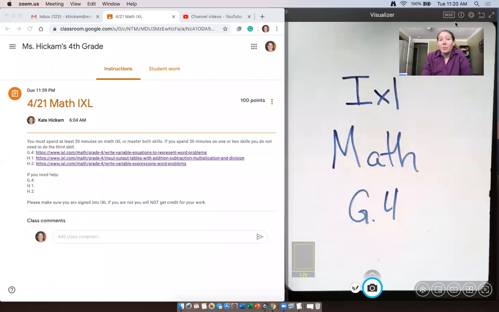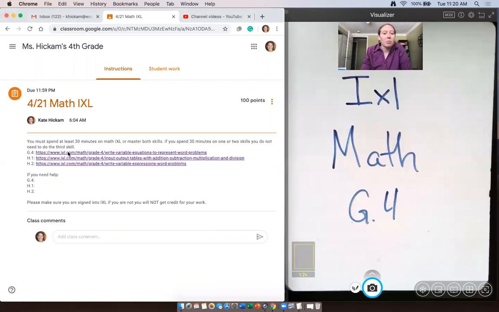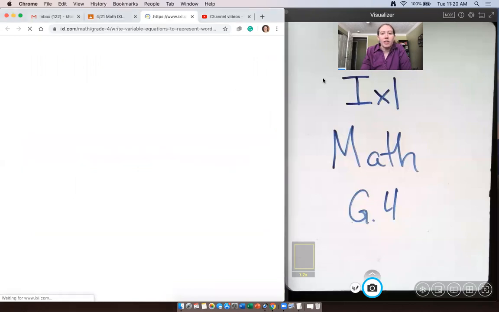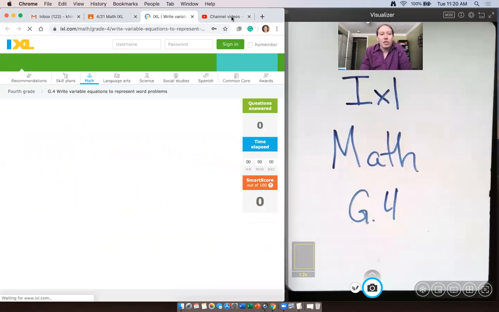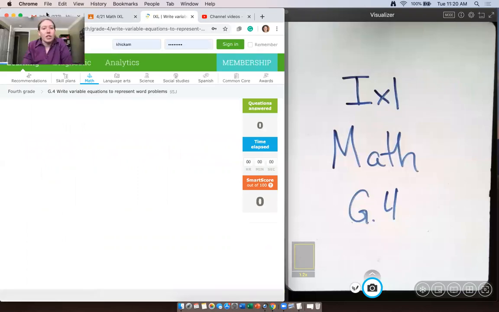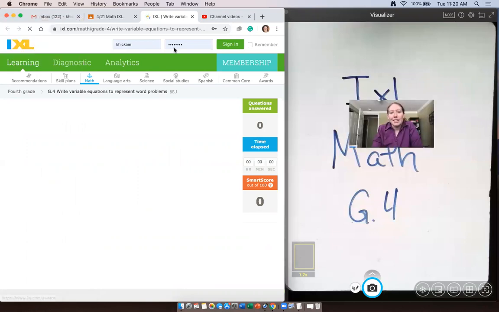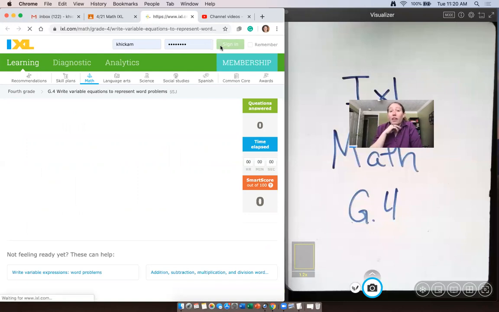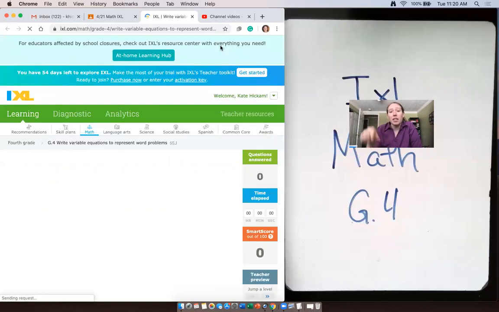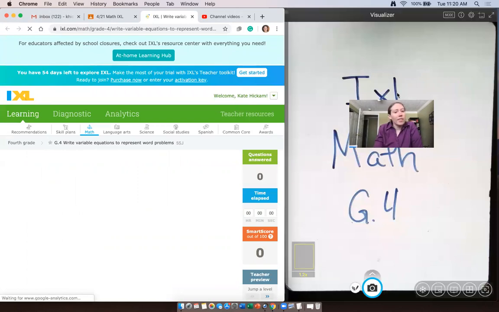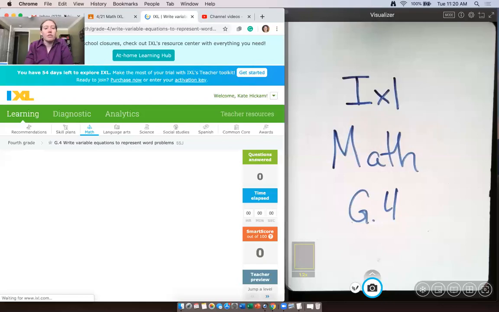All right, guys, so we are doing Math G4 today for IXL. I'm going to come over here and click on the link at the top. Remember, randomly generated problems, so they're going to look different to you than to me. Looking up top, I am not signed in all the way, so I have to click sign in for me to get credit for it. If it doesn't have my name, where it says welcome and then your name, you're not getting credit for it. So make sure you've got that up.